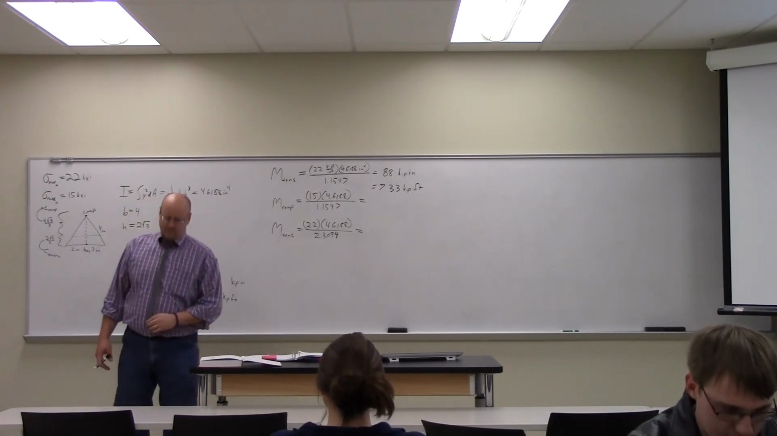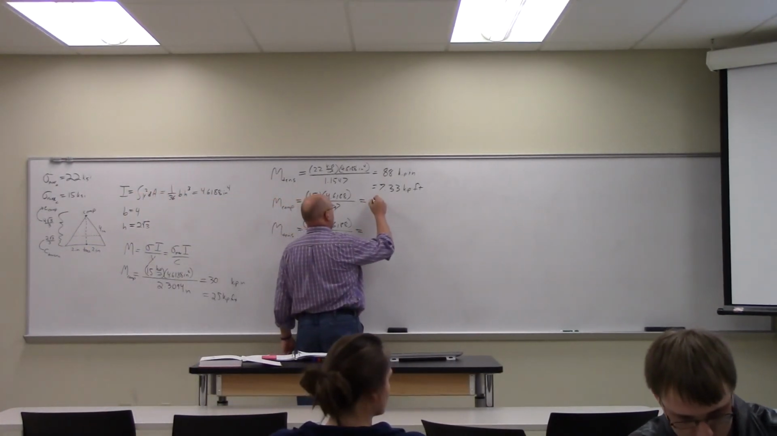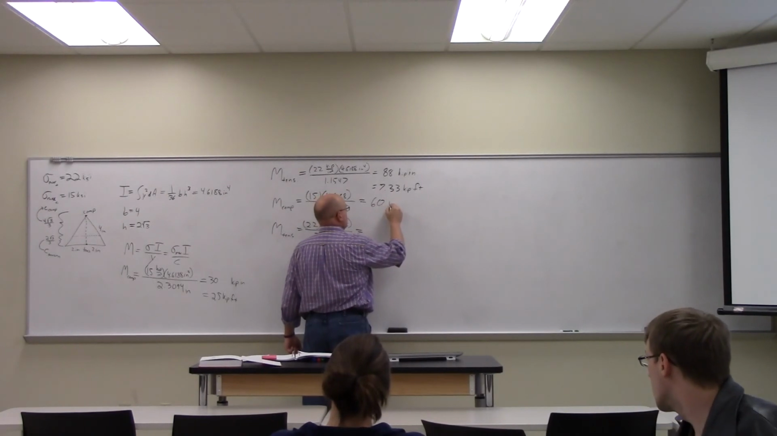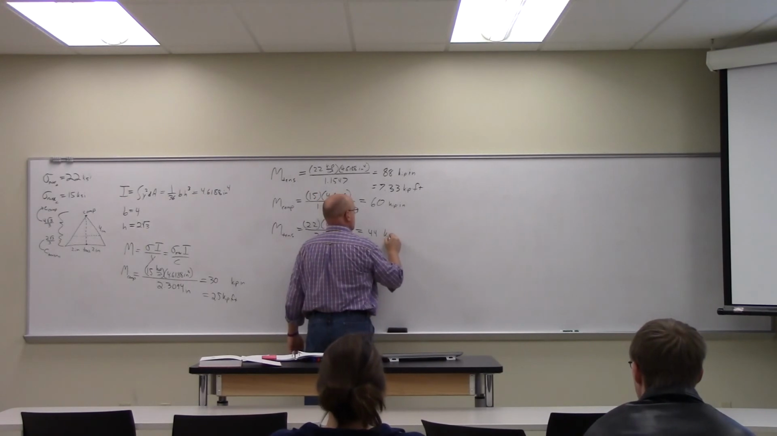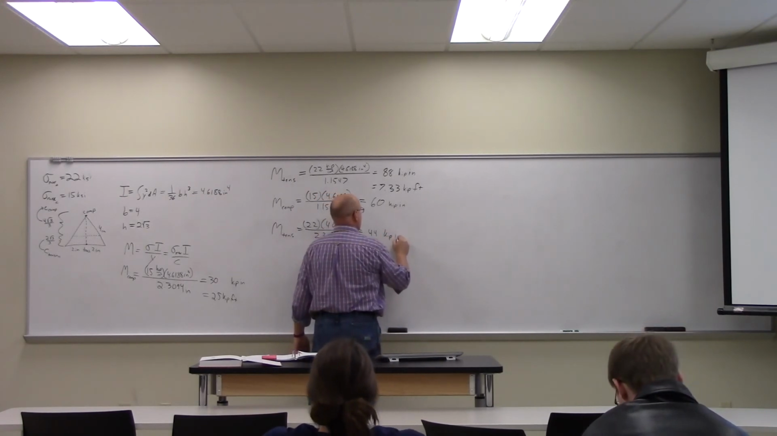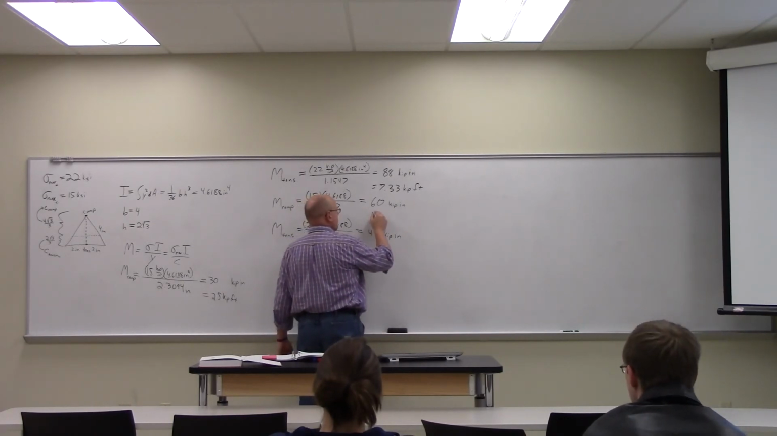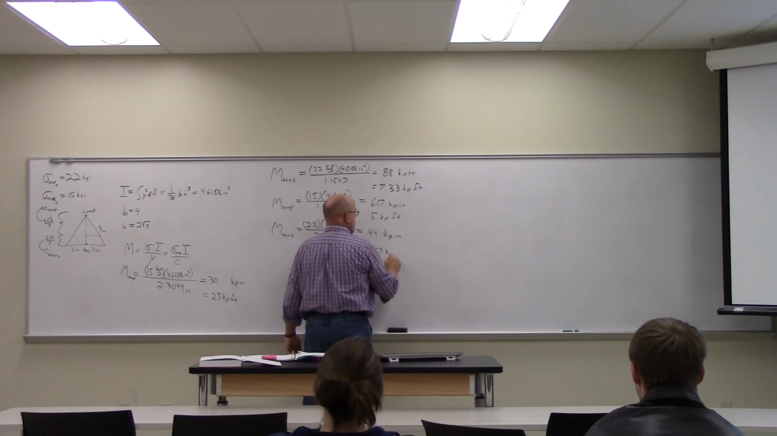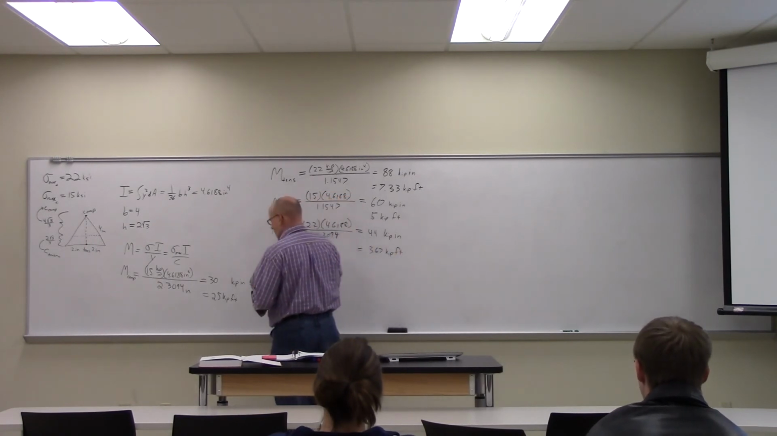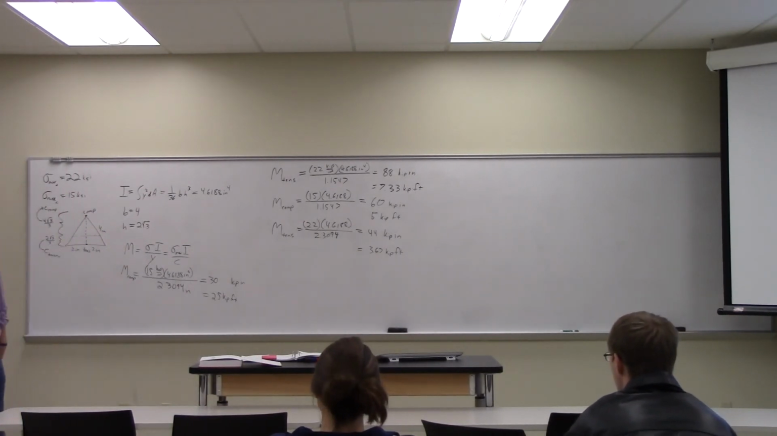Top one's 60. Bottom one's 44 kip inches. What is that in kip feet? Well, the top one's 5 kip feet, the bottom one's 3.67. So it says then what? If I bend it the other way? Tension breaks first. But which way is it stronger?